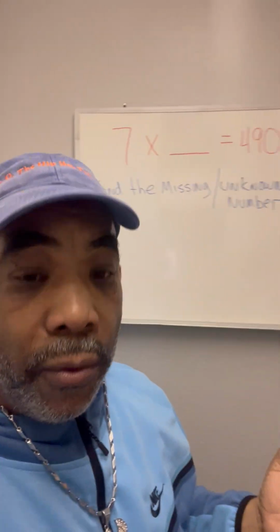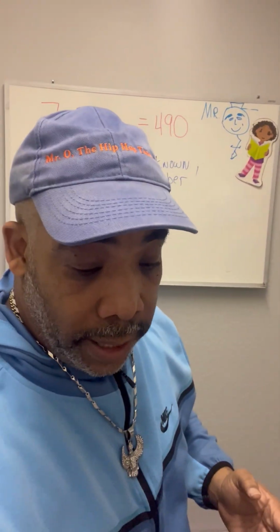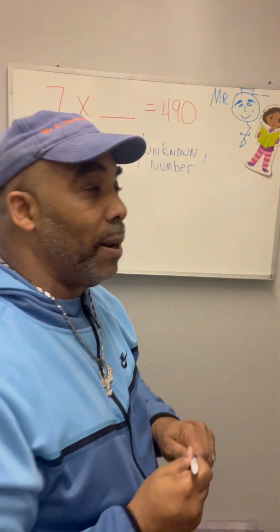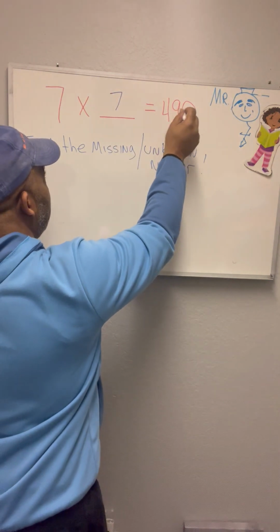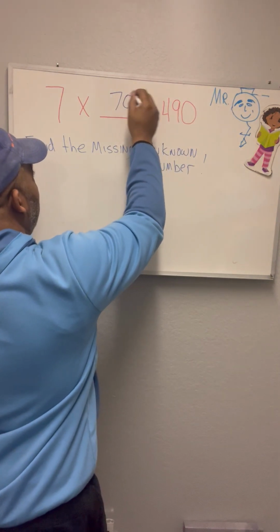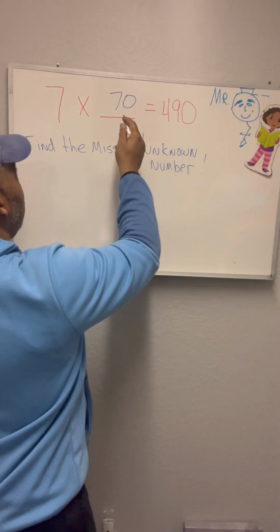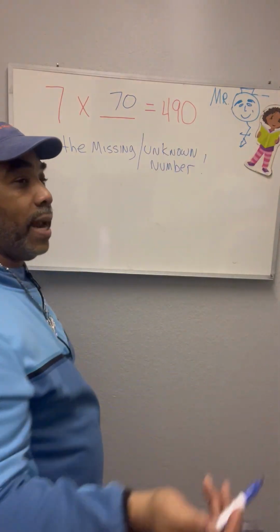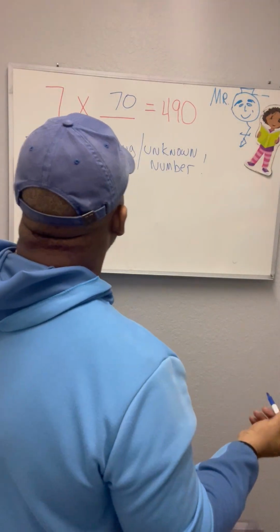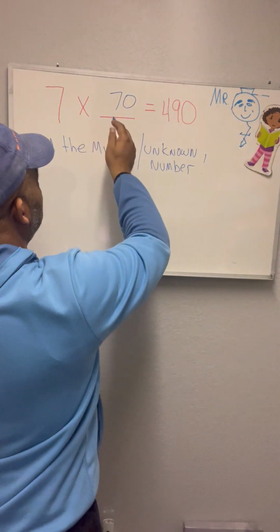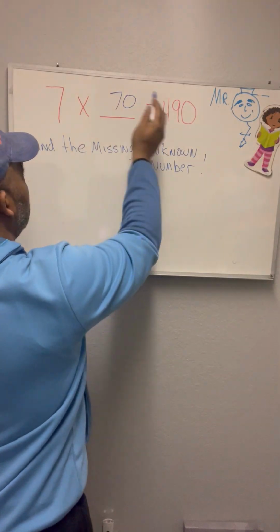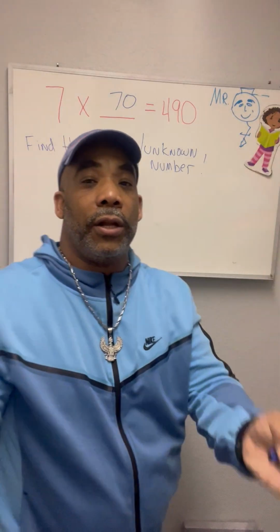Now, there's so many ways to do this that I could show you, but we'd be here forever. All right, but I'm just trying to give you basics. Maybe I'll show you another way real quick. 7 times 7 is 49, but we got to put that 0. So that's 70 times 7 is 490. To prove that you're right, you could do 490 divided by 7 is 70. You could do 70 times 7 is 490. You could play with it in different ways.